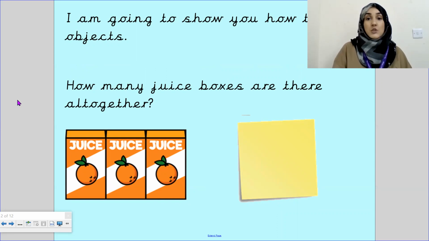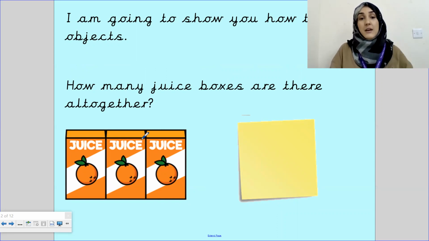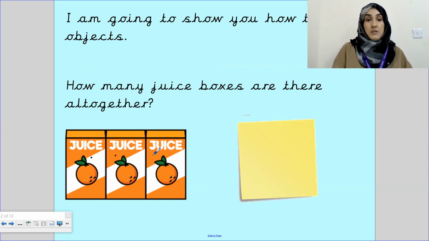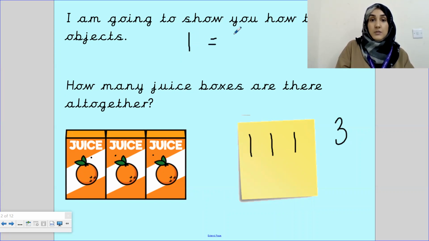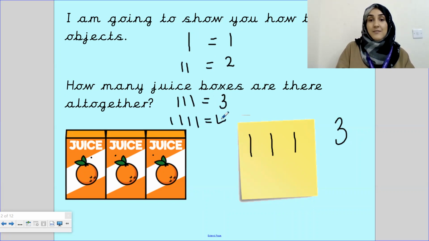Okay, so how many juice boxes are there all together? Now, I can see without even counting that there's 1, 2, 3. Now, usually we would just write the number 3. But when we are tallying, we do a line. That represents 1, that represents 2, and that represents 3. So one line just going straight down like this equals 1. Now, if you have 2, that equals 2. If you have 3 lines, that equals 3. And if you have 4, 1, 2, 3, 4, that equals 4.